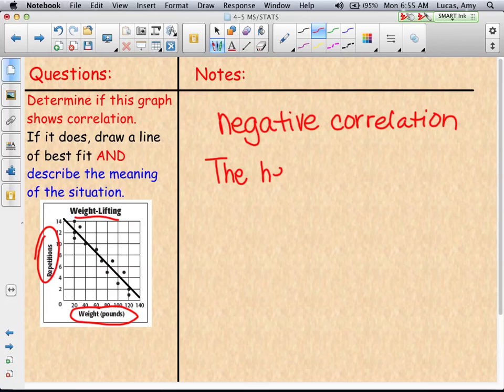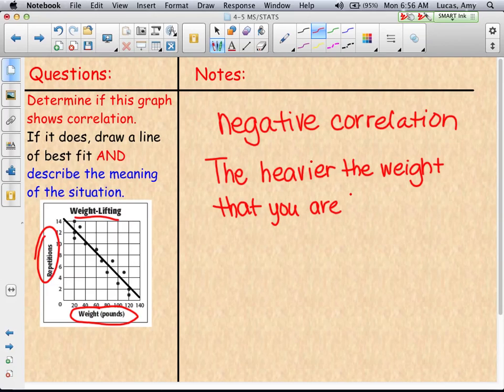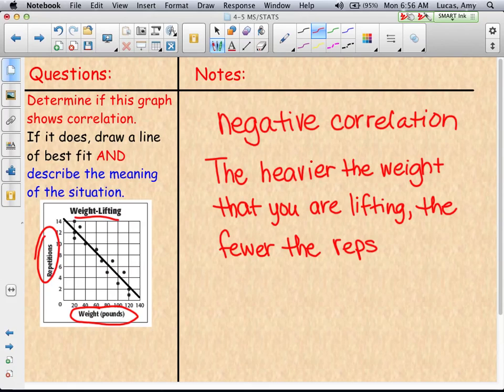The heavier the weight, that's a better word to use. The heavier the weight that you are lifting, the fewer the reps you can do.